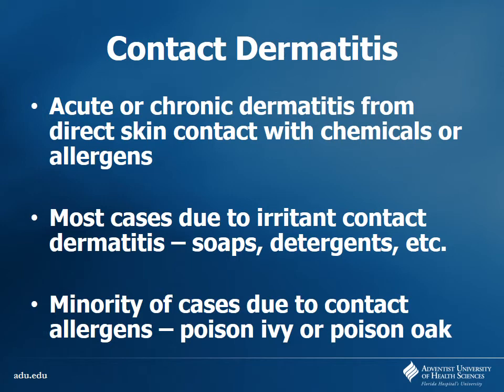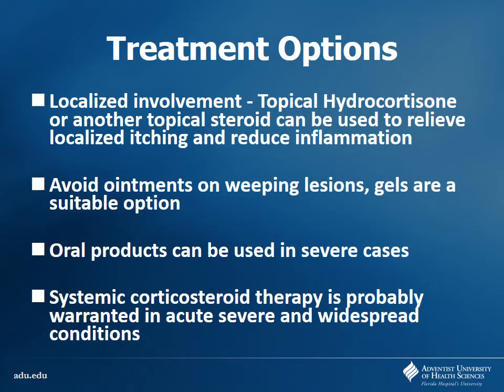So one place where you might be using a lot of these corticosteroids is with contact dermatitis. This is probably one of the more common things you're going to be treating as far as these skin manifestations. It can either be acute or chronic, and usually it's due to direct skin contact with either chemicals or some sort of allergen in the environment. A lot of times you're going to see this due to pretty simple things to diagnose, like soaps or detergents. So it's why you always ask, hey, is there any new soaps or things like that you're using? Minority of cases may be due to specific allergens, so things like poison ivy or poison oak.